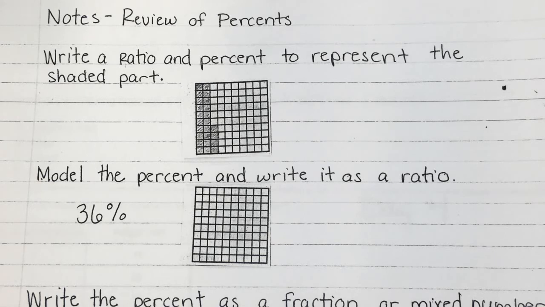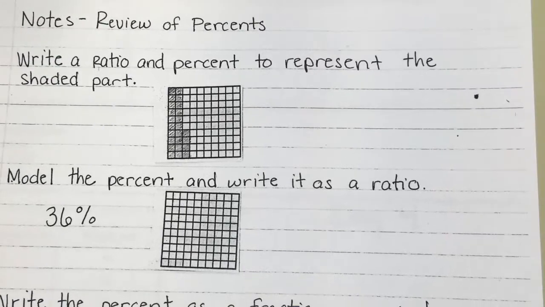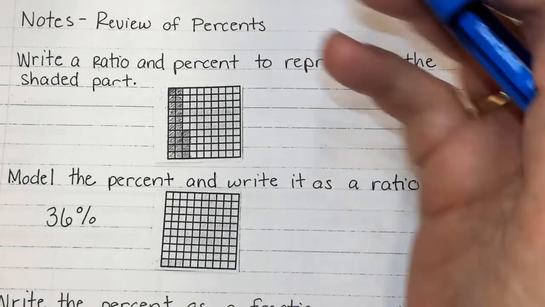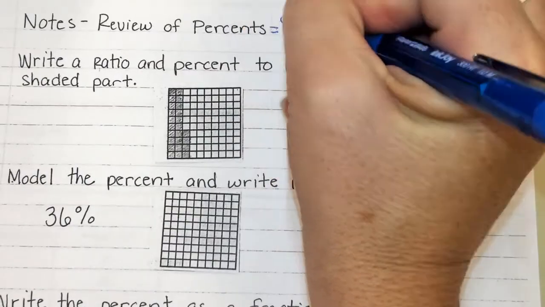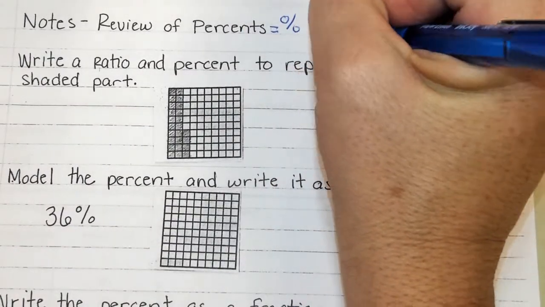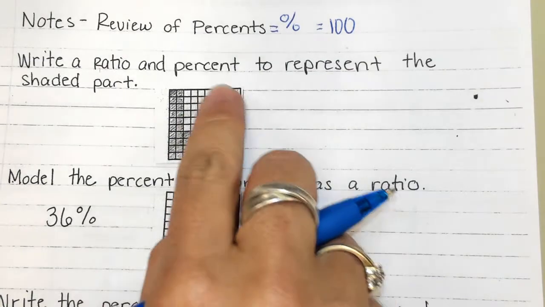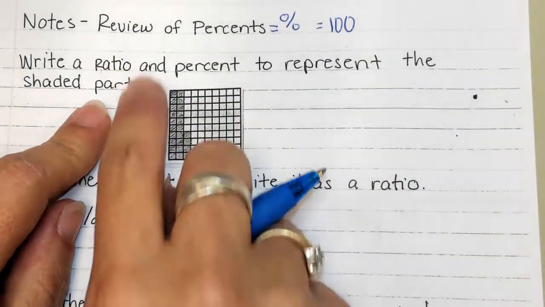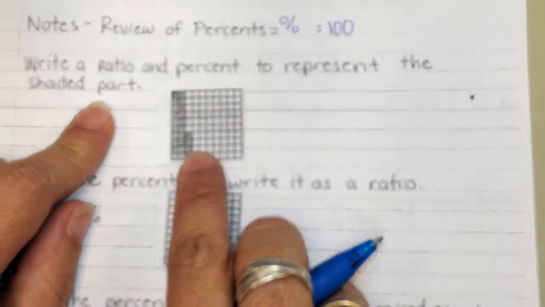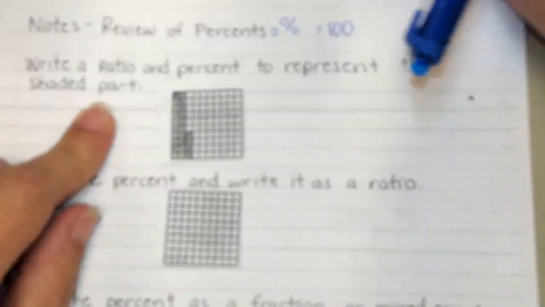The start of the notes for today is to write a ratio and percent to represent the shaded part. Now, we know that percent means out of 100. We know the percent sign, looks like that, it equals 100. So, basically that is why there's 100 boxes right here. So if they want us to write a ratio of this model, one second.